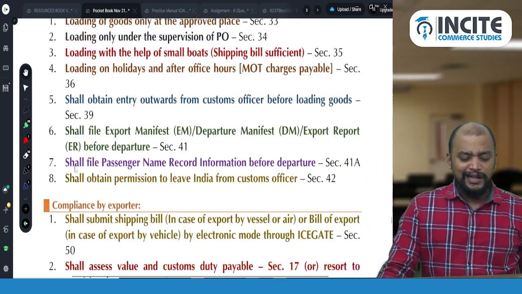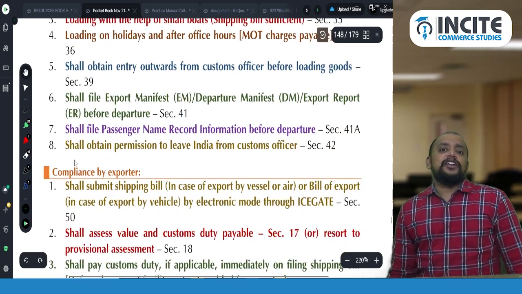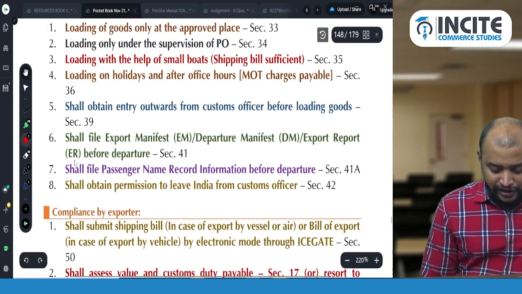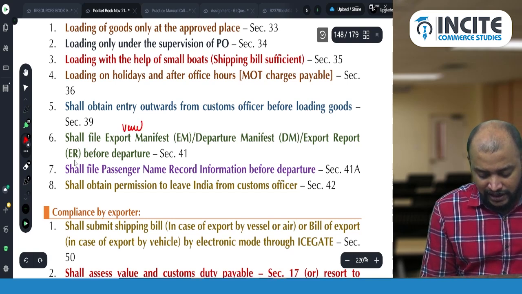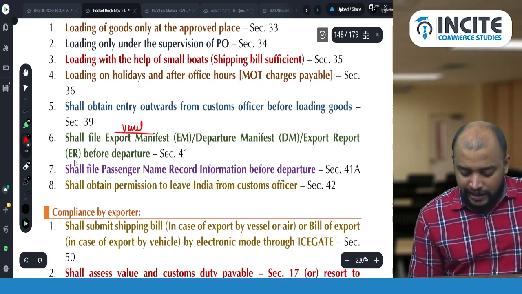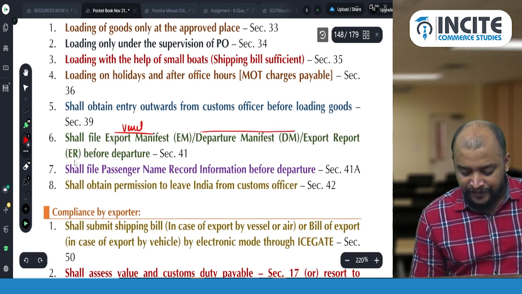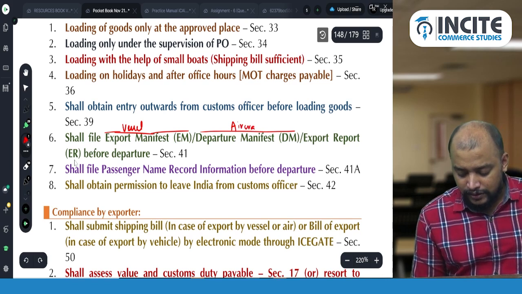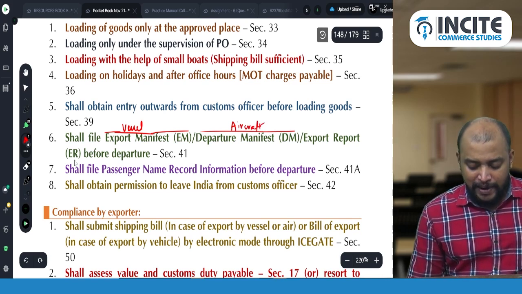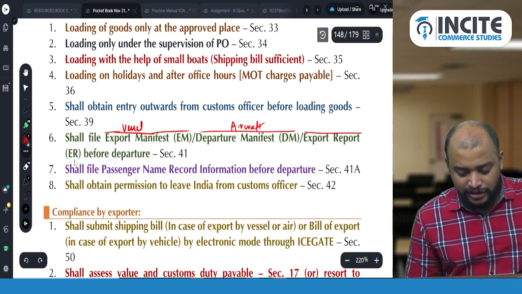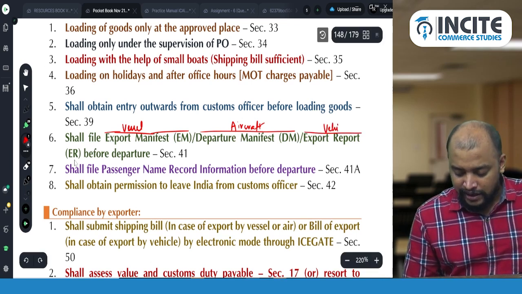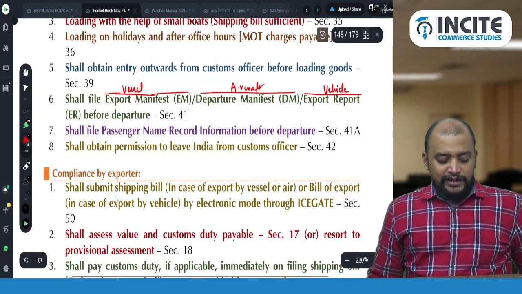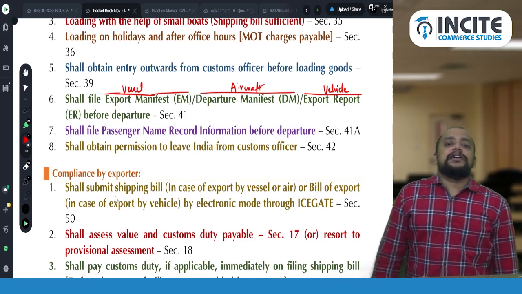Okay. Then they will be filing the export manifest. In case of vessel, export manifest. In case of aircraft, the document name is departure manifest. In case of vehicle, it is export report. And they will be filing passenger name record information.